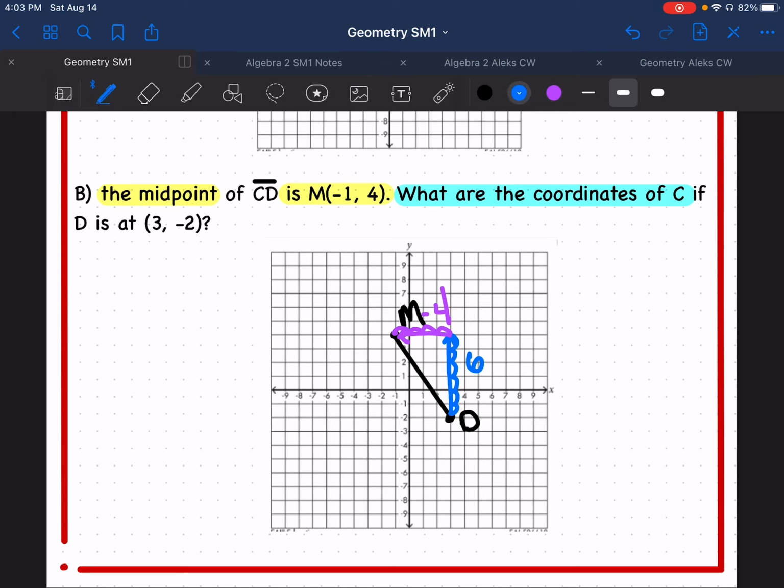Okay? So let's go ahead and move 6 up. 1, 2, 3, 4, 5, 6, and then 4 to the left. 1, 2, 3, 4. There is point C. I can go ahead and connect to M. There's the rest of my segment, and I can count that point C is at, remember, go down to X first, so go down -5, comma, then go to Y. It's one above 9, so that's got to be 10. Oops, there we go.